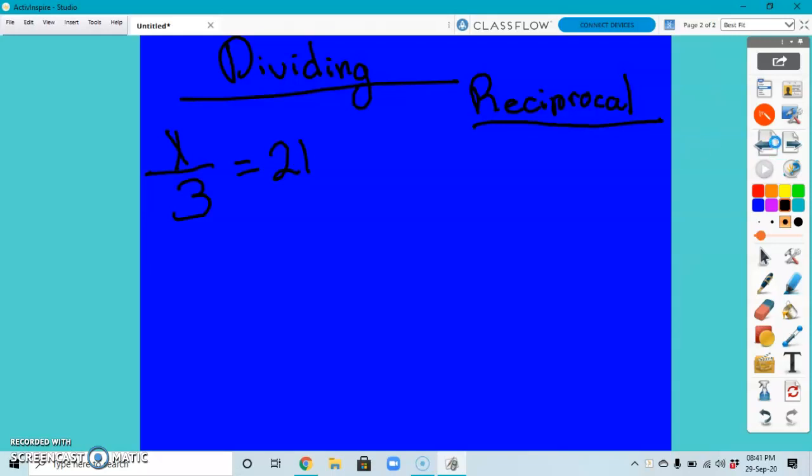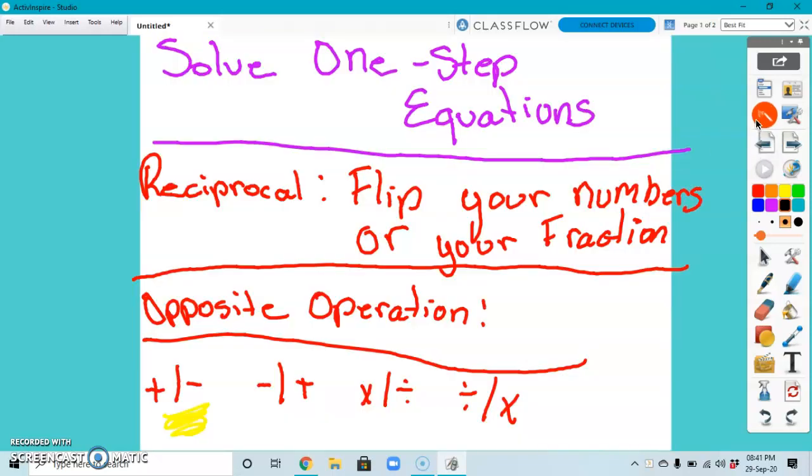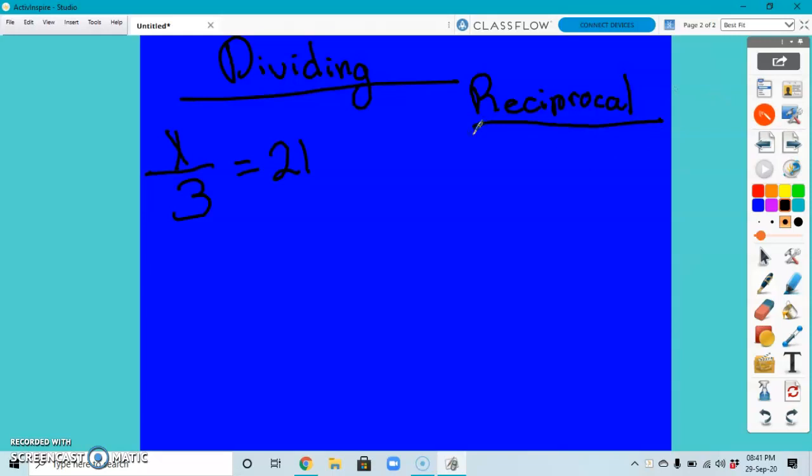And as we said in the beginning, reciprocal means to flip your numbers or flip your fraction, which you're also going to do. Your teacher may tell you in another way, but if you have any doubts, make sure to ask her. So x over 3 equals 21. So 3 over x times 3 over 1. Or it can be vice versa, like x over 3 times 3 over 1. However it's more familiar to you, it's going to be the same.